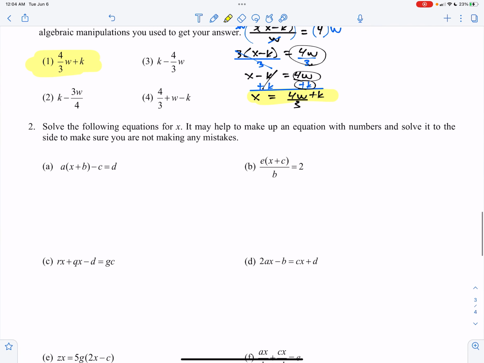Okay, so part 2, solve the equations for x. It may help to make the equation with numbers and then solve it to the side to make sure you're not doing it with any mistakes. Well, you can do that if you want, but I urge you to practice. Use the inverse operation algebra we practiced in lessons 2 and 3, and let's apply it when we have nothing but letters, and maybe a few numbers here and there. We can do this, okay?